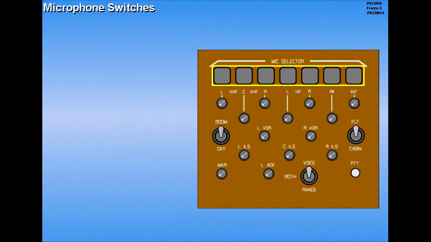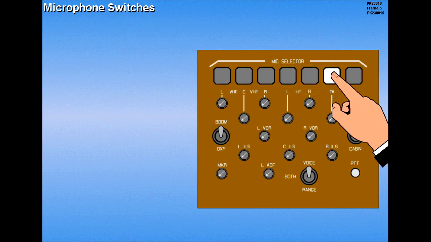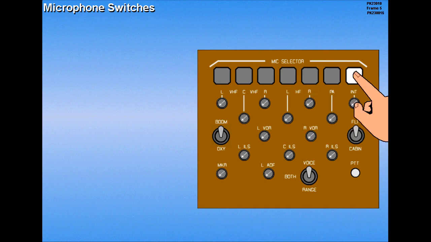Mic switches located at the top of the panel are used to select a transmitter. When pushed in, the selector illuminates to indicate the selected transmitter and associated receiver. When another transmitter is selected, the previous one is deselected.